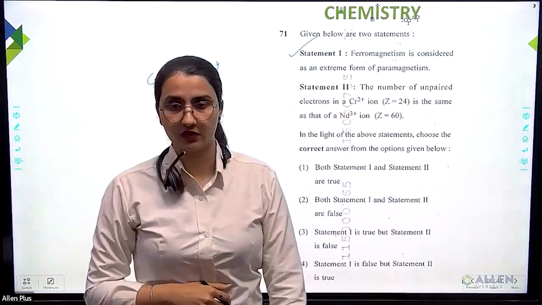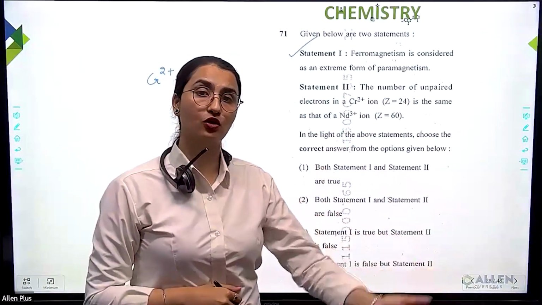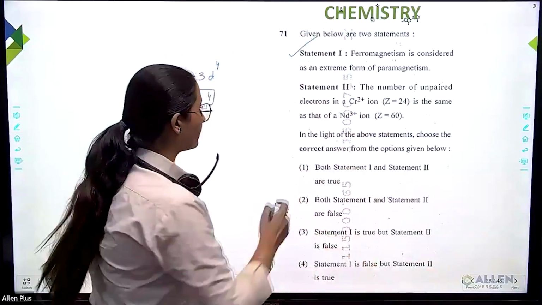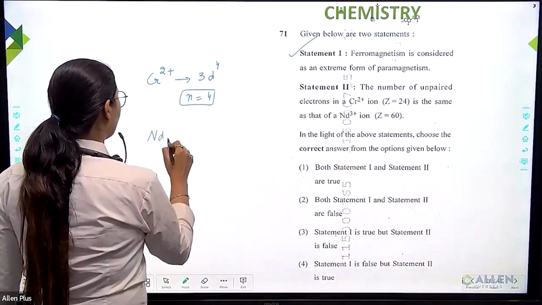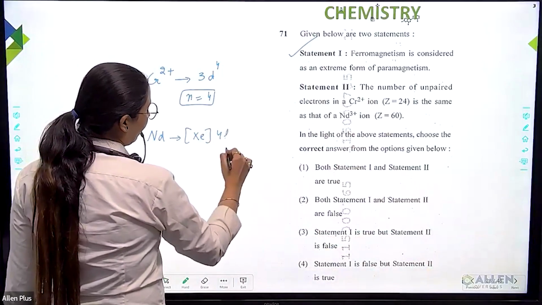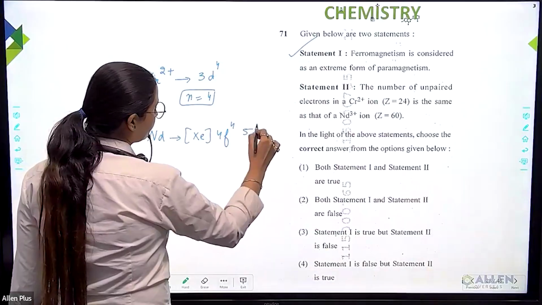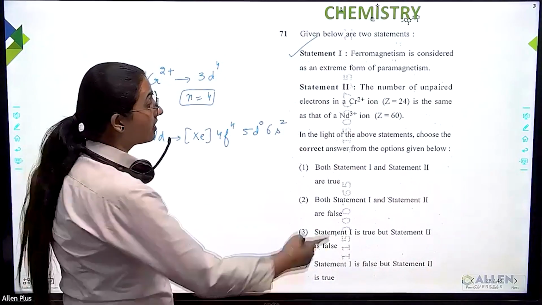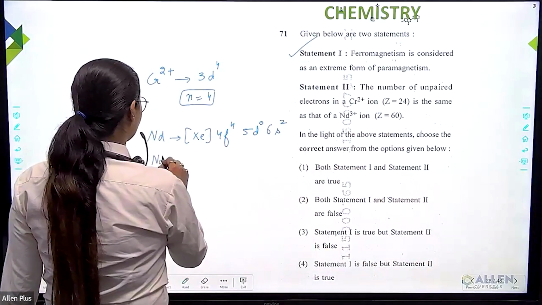Next is Nd. What is Nd? It is from the lanthanoid series. La, Ce, Pr, Nd. What's the configuration of Nd, students? Nd is xenon, then 4f4 5d0 6s2. Right? We have to talk of Nd+3.